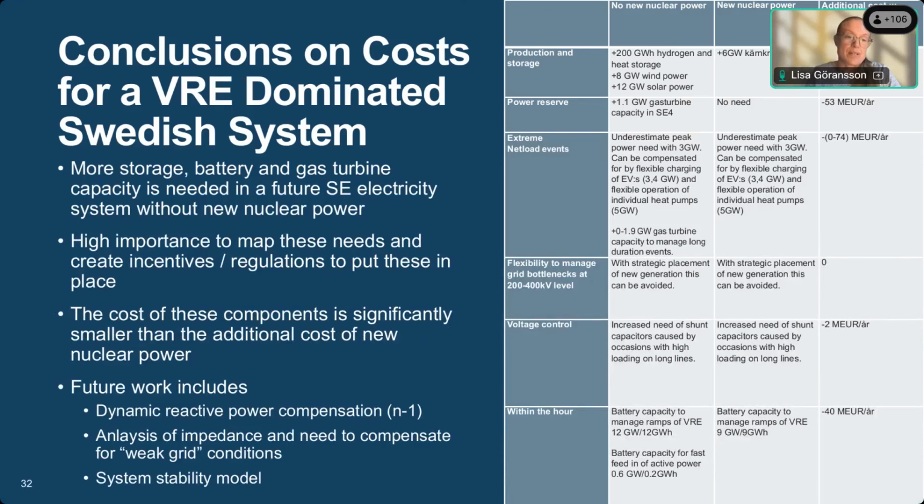But what we could also see was that the cost of these components is significantly smaller than the additional cost of new nuclear power for the Swedish system. So if you see the table to the right, this is where we go through the cost of all the different components and also the needs of these components to meet the needs of the Swedish power system.